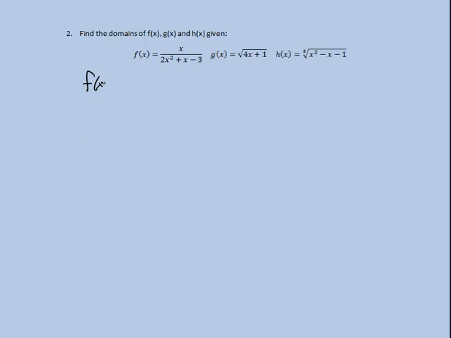So if we look at f of x, we recognize that f of x is a rational function. So this function has an opportunity to have an undefined point, a place that causes the denominator to equal a value of 0. So if we ever have a 0 in the denominator, we know this function is undefined and therefore does not exist, and our domain does not exist at that value as well.